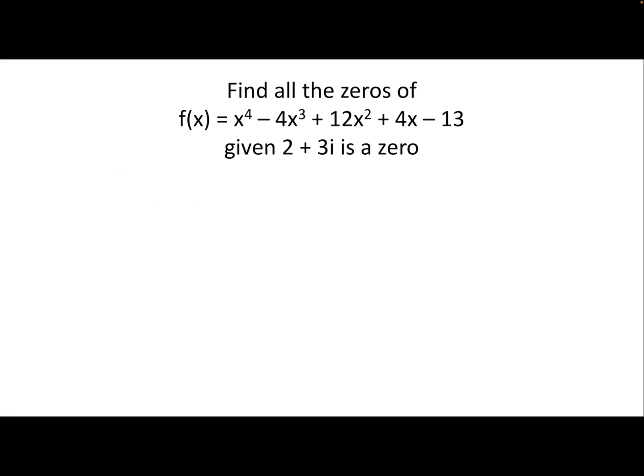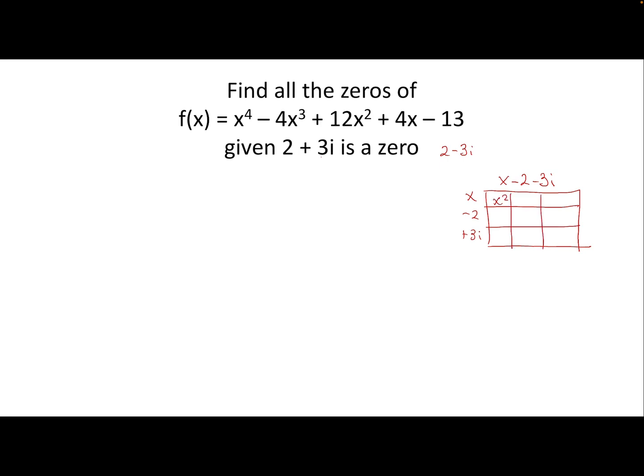To find all of the zeros of this polynomial, when we are told that 2 plus 3i is one zero, that means we are going to have 2 minus 3i as a second zero. So when we know that these are both our zeros, we can write them in factored form. We can say x minus 2 minus 3i is one of our factors, and x minus 2 plus 3i is another factor. So let's multiply them together using product boxes for organizational purposes this time.